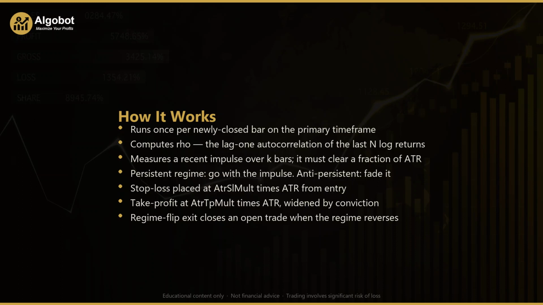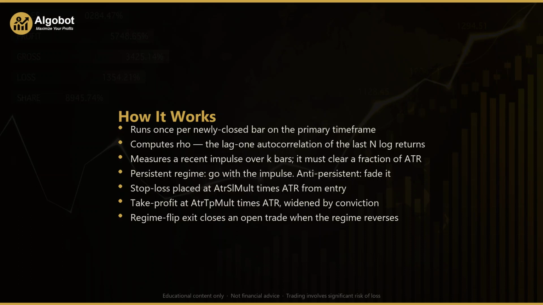The expert advisor acts only once per newly closed bar, so it isn't reacting to every tick. On each new bar, it first checks that it has enough history, the correlation window plus the impulse span and the ATR period, before doing anything. First, it reads the average true range, or ATR, of the last closed bar. ATR is a simple measure of recent volatility, and it becomes the yardstick for both signals and risk. If the ATR reading is invalid, the strategy does nothing.